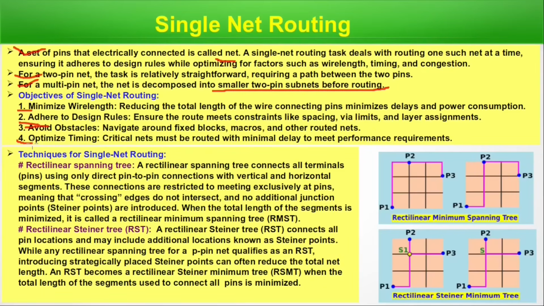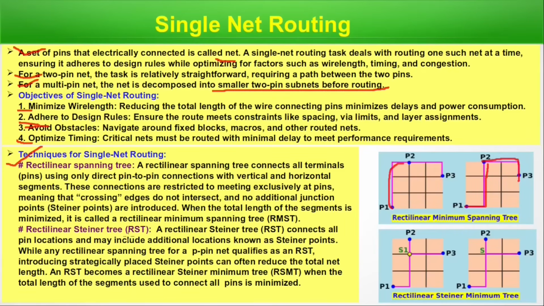Now, techniques for single net routing. Rectilinear spanning tree. A rectilinear spanning tree connects all terminals, that is pins, using only direct pin-to-pin connections with vertical and horizontal segments. These connections are restricted to meet exclusively at pins, meaning that crossing edges do not intersect and no additional junction points are introduced. When the total length of the segments is minimized, it's called a rectilinear minimum spanning tree, that is RMST. It's a direct pin-to-pin connection. There is an example: P1 to P2 is a direct connection, and P2 to P3 is another direct connection. Otherwise, P1 to P2 can be connected like this, and P2 to P3 is straight like that only.